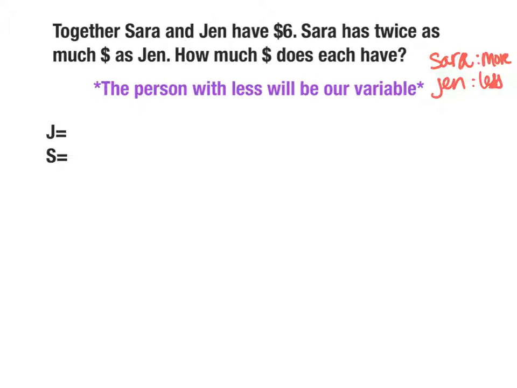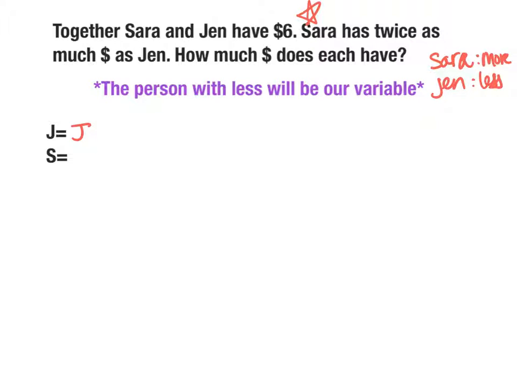The person with less will be our variable. What are we going to solve for? An S or a J? J. So J is going to be J. Jen is going to be Jen. She's going to be herself. And Sarah's the one that we're going to have to switch around. Sarah has twice as much as Jen. What's twice as much mean? Double. Times.